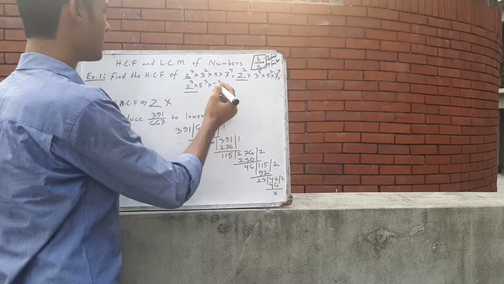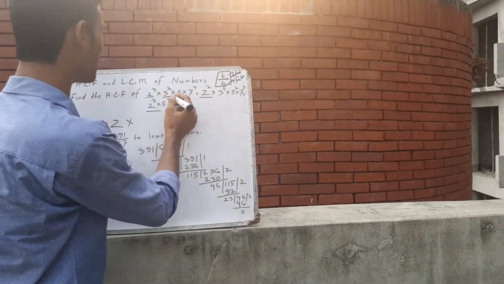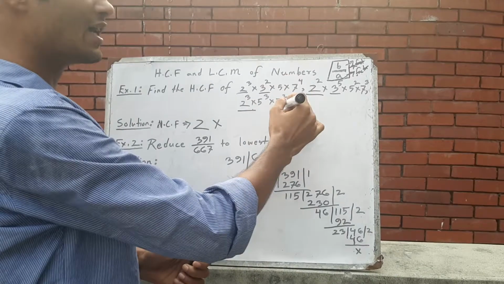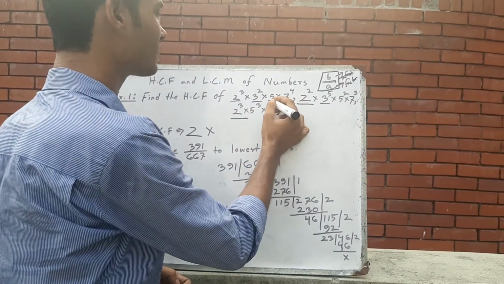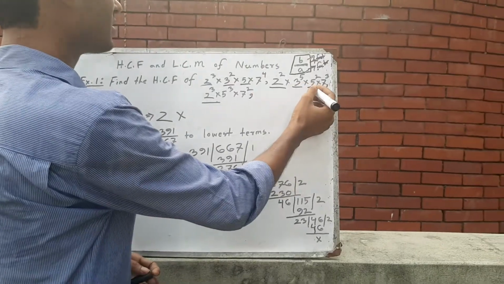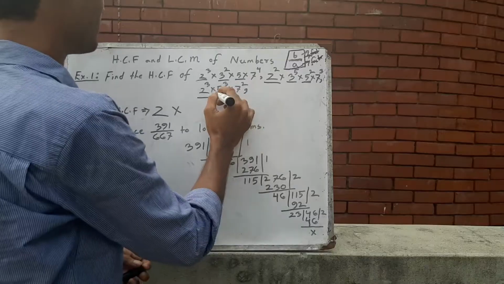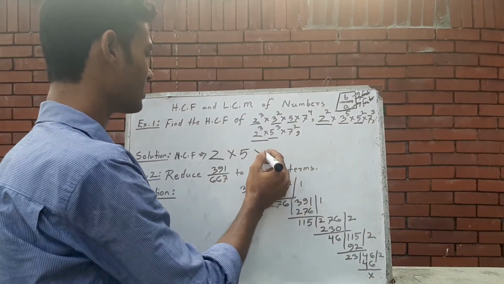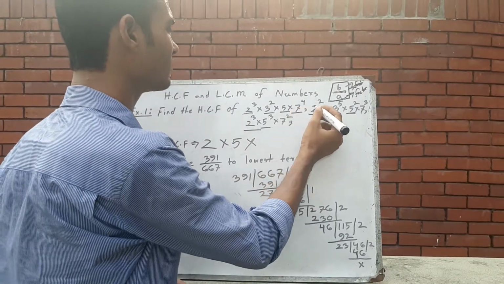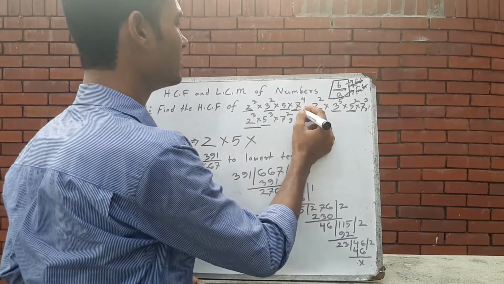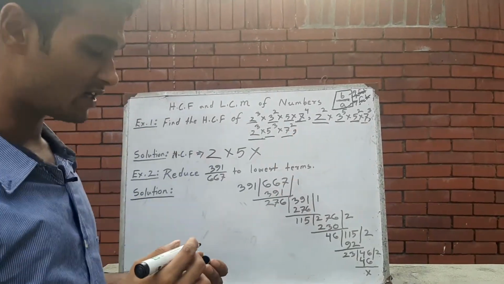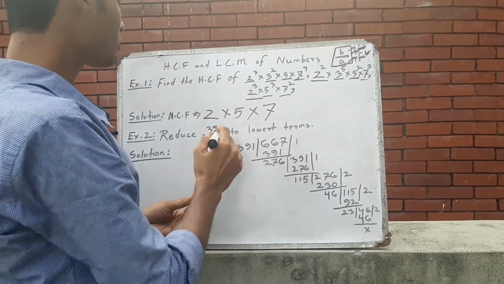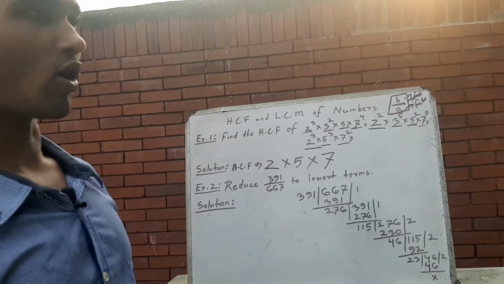Then the next factor: 3 is common in the first two parts, but in the third part 3 is not here. So 3 is eliminated. Then check 5. 5 is here, the second part also has 5, and the third part also has it. So 5 is our common prime factor. Then the next common prime factor is 7, which is available in all parts. So 2, 5, 7 are our common prime factors.